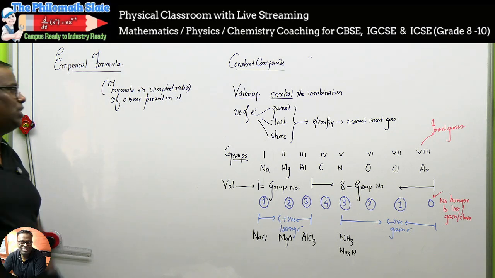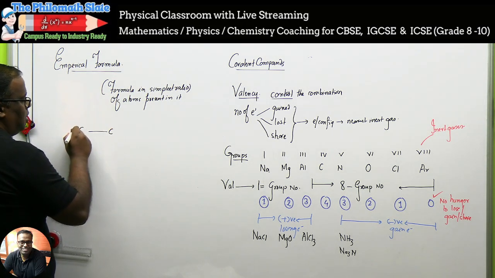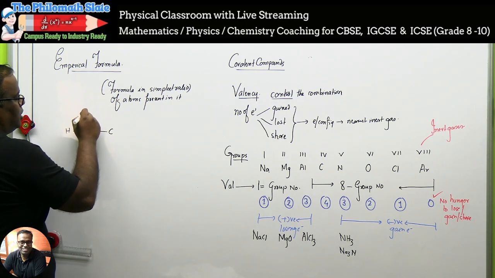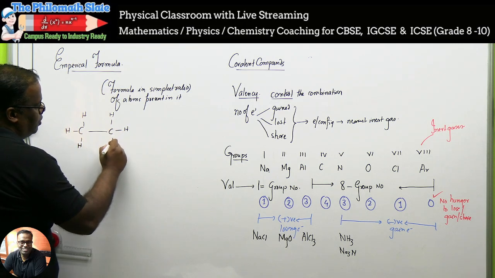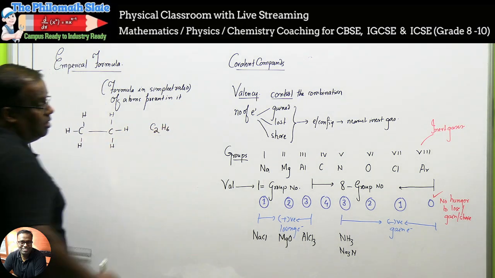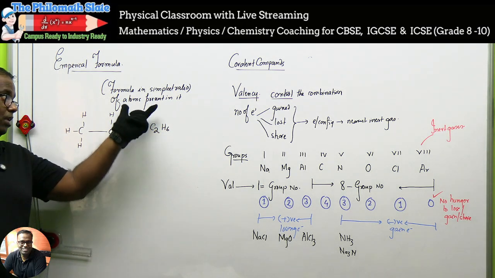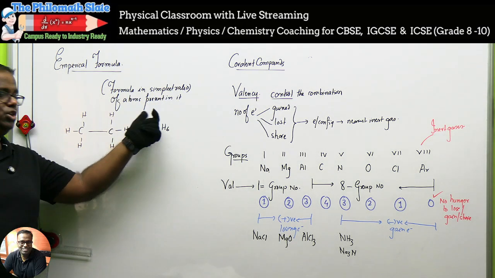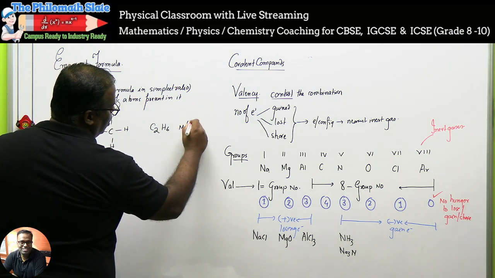Now let's see one structure. Carbon, carbon, hydrogen, hydrogen, hydrogen, hydrogen, hydrogen, hydrogen. What should be the formula, beta? C2H6. C2H6 इसका molecular formula है. Empirical formula क्या है? Formula in the simplest ratio of atoms present in it. तो इसका empirical formula क्या हो जाएगा? This is known as the molecular formula.